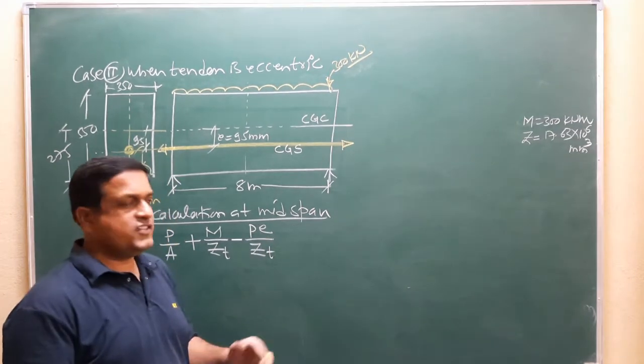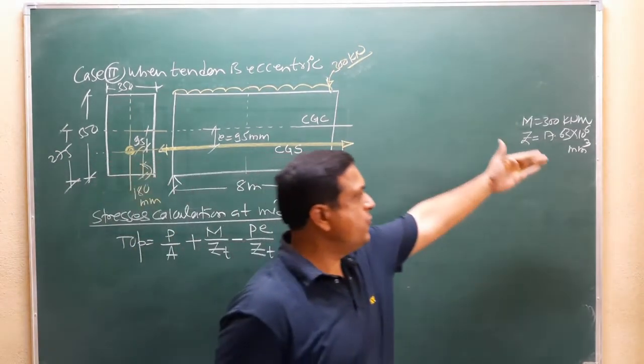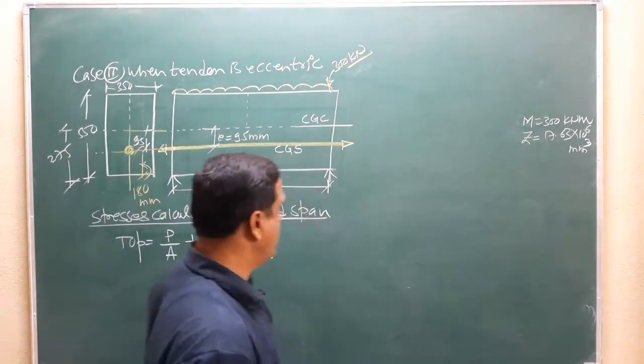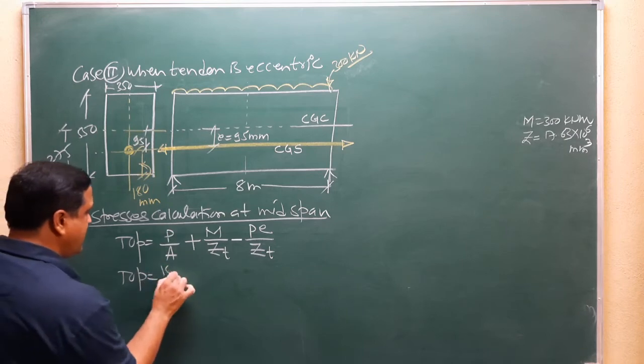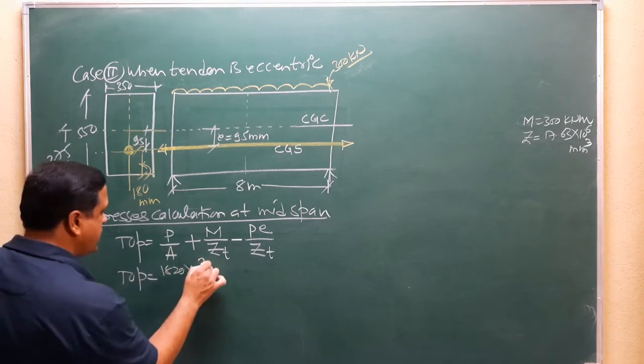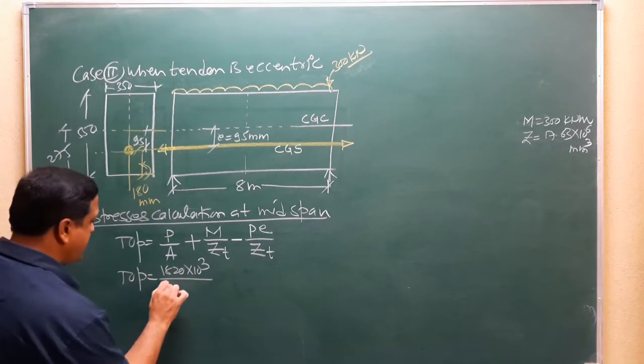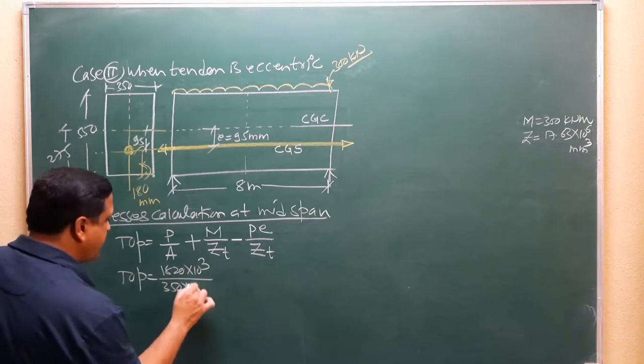Now calculate all the stresses because we know the prestressing force and Z. All these things we know. Now what is the top fiber stress? The top fiber stress is P, P is 1820 into 10 raised to 3. What is the cross-sectional area? It is 350 into 550.